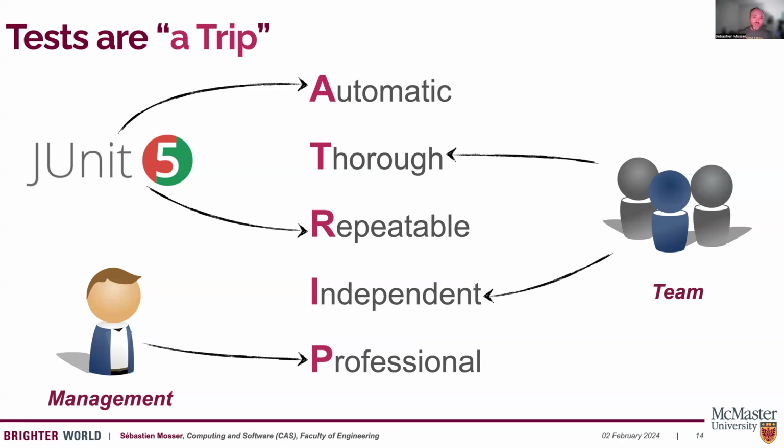Well, JUnit is actually in charge of automation and repeatability. Because we're using JUnit, we make things repeatable, we make things automatic. You'll see how it's included in Maven: each time you run Maven package, it actually runs the tests, and this is done totally automatically. The management is in charge of professionality.